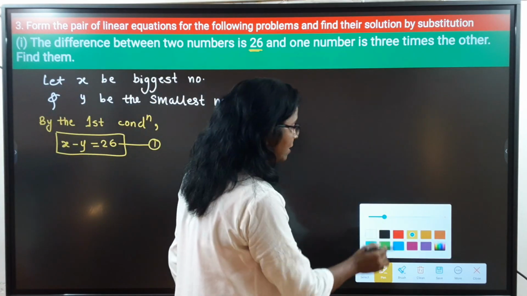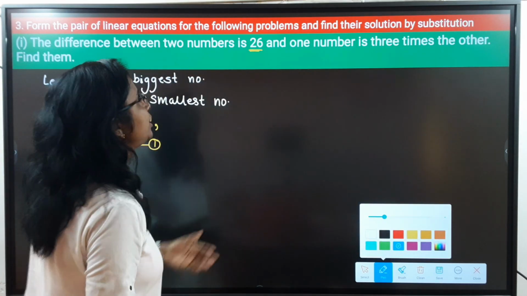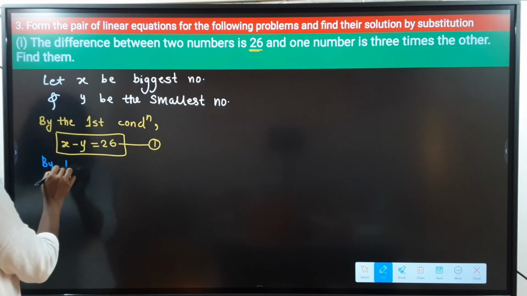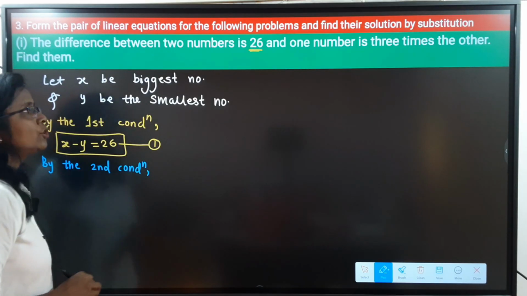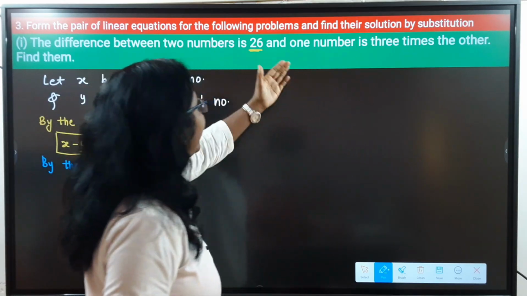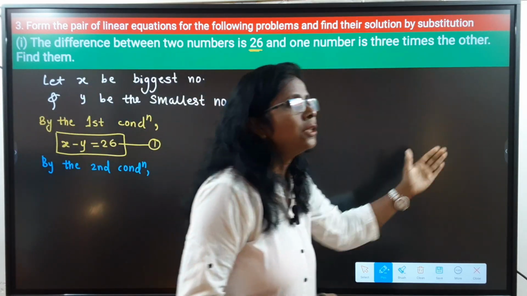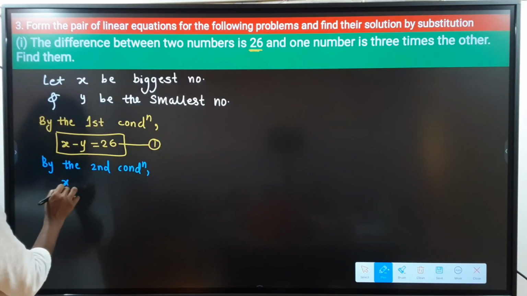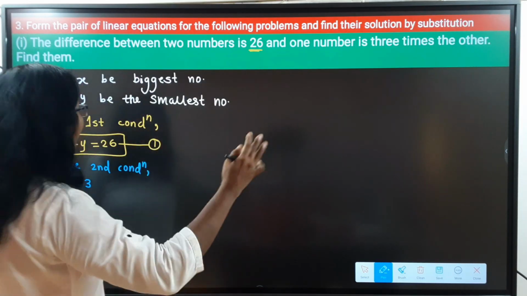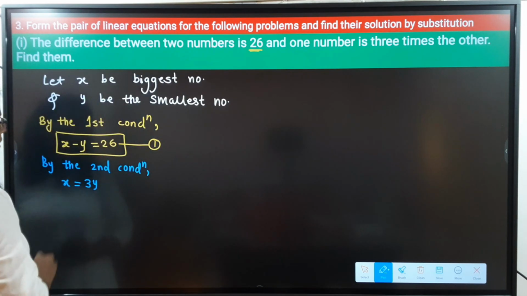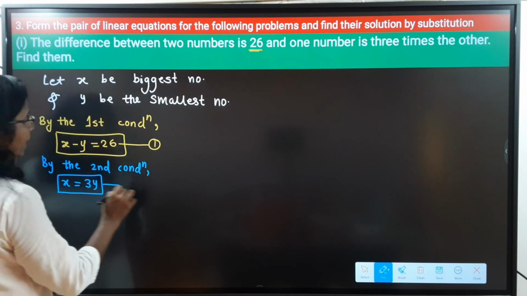Then, students, in this example there is also a second condition, and I write it here. What is the second condition? The second statement is that one number is 3 times the other. One number, so that means we consider the biggest number is equal to 3 times the other number, that means 3y. So this will be our second equation.